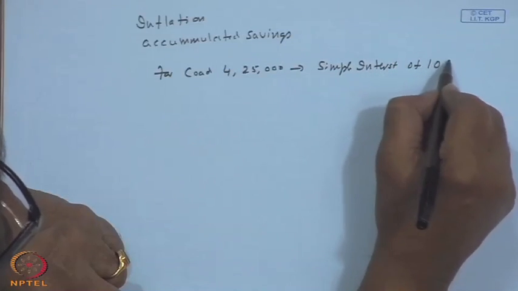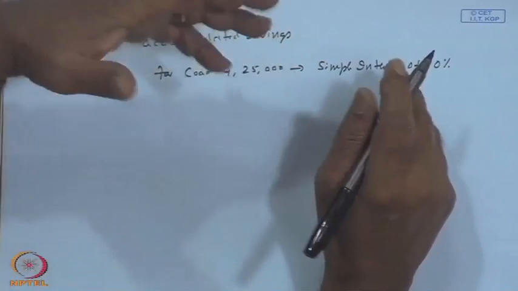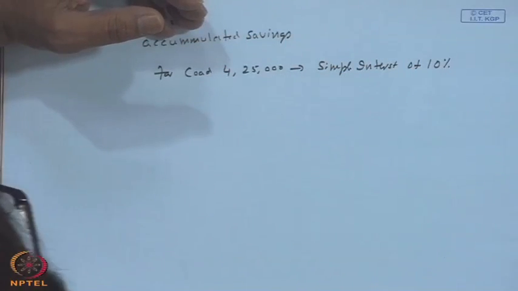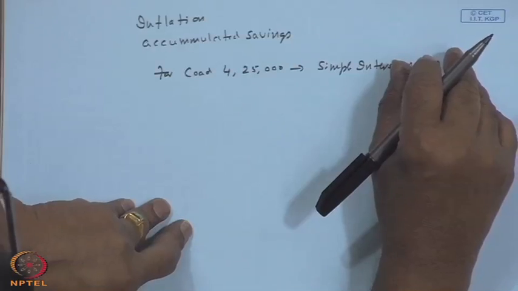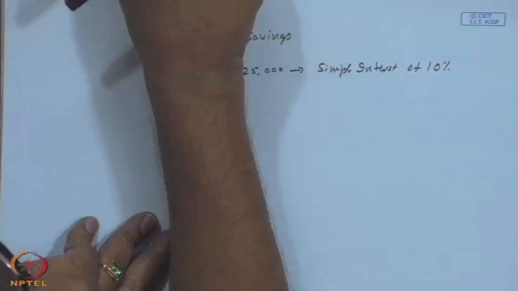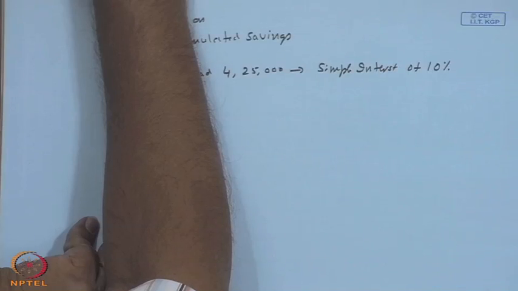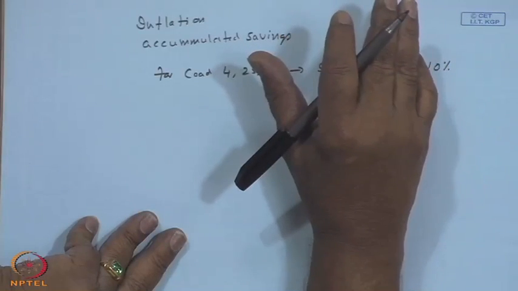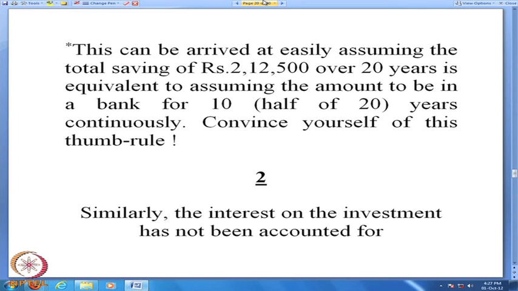of 10%. Whatever is the total amount which we have obtained in the case of coal, assume that it is there at the bank at the rate of 10% simple interest for a period of half the total period, 10 years. That will give you a pretty accurate estimate. So, this is a little better than the previous cost if you consider the cost of the system to be 4 lakhs. This can be arrived at easily, assuming the total saving of 2 lakhs 12,500 over 20 years is equivalent to assuming the amount to be in a bank for half of 20 years continuously.